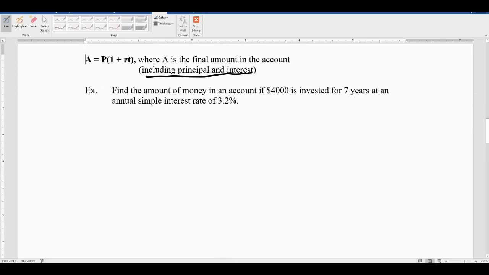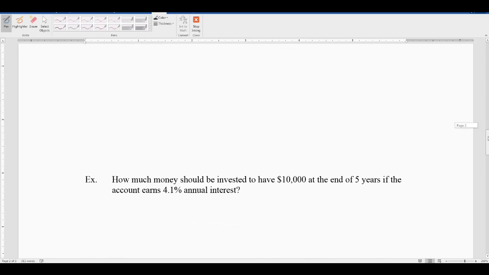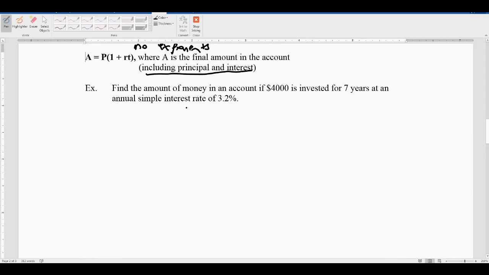It has no exponents. And that's kind of a good way to think about it. It has no exponents. So we could do it in two parts, or just use this one big formula. So here we go. I'm just going to use the one big formula.